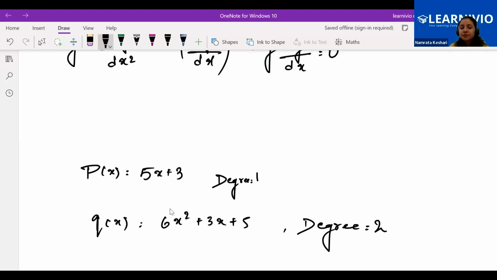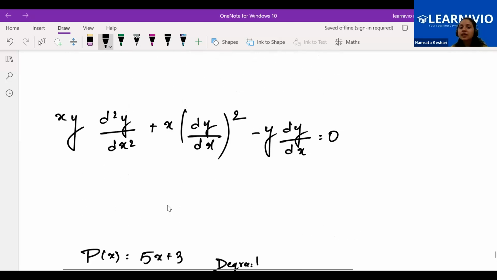Yes, ma'am. So this doesn't look like a polynomial. It does. Okay. So what is the degree? The highest power of this one is 1. So can we say the degree is 1? Yes, we can say that.